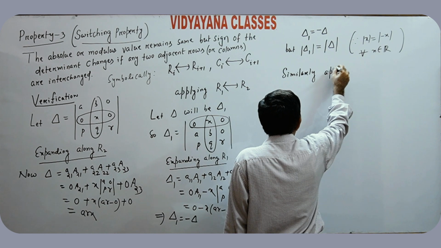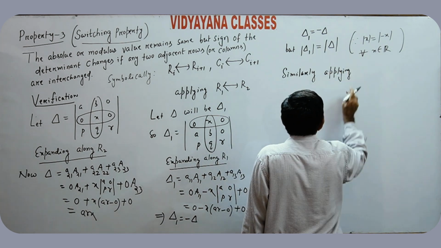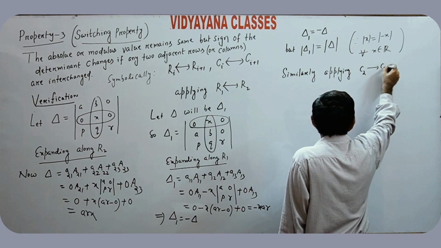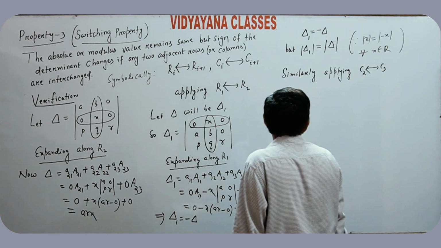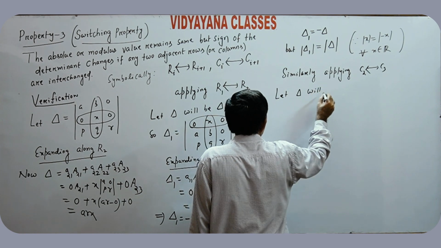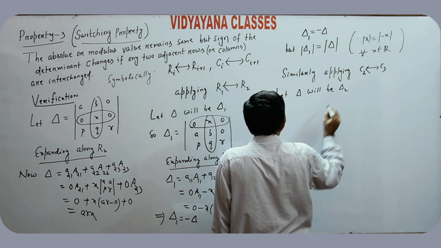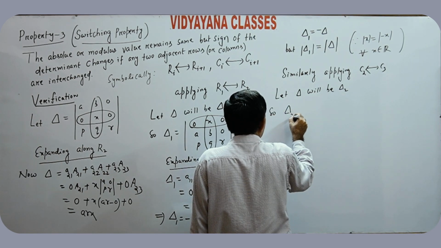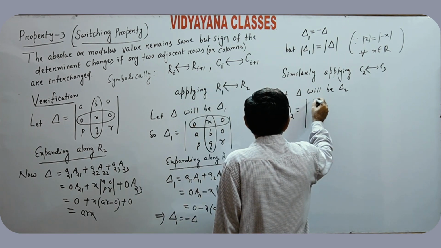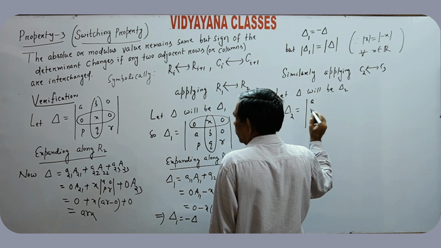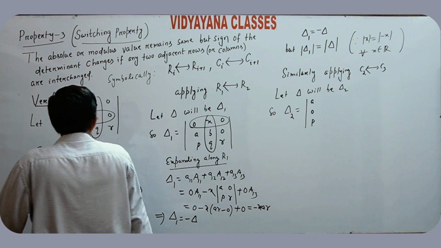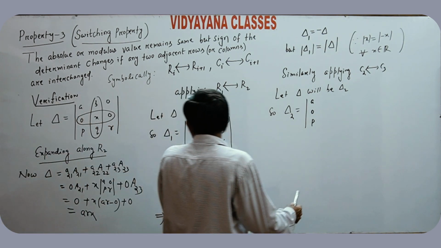Similarly, apply C2 is replaced by C3 and C3 is replaced by C2. Let del be del 2. So del 2 is equal to the determinant. Row 1 remains same, column 1 remains same, and column 2 is replaced by column 3 and column 3 is replaced by column 2.